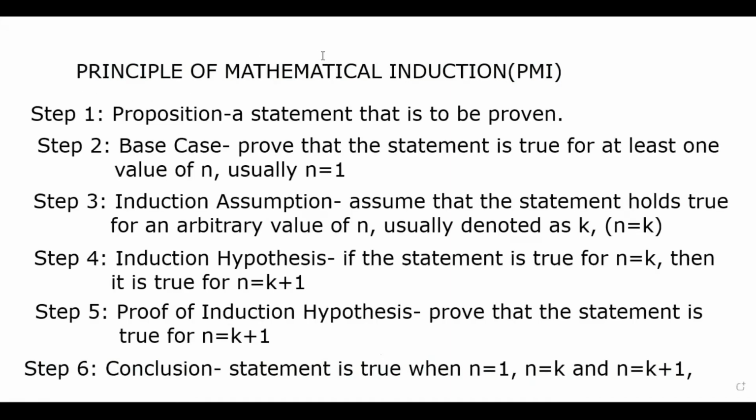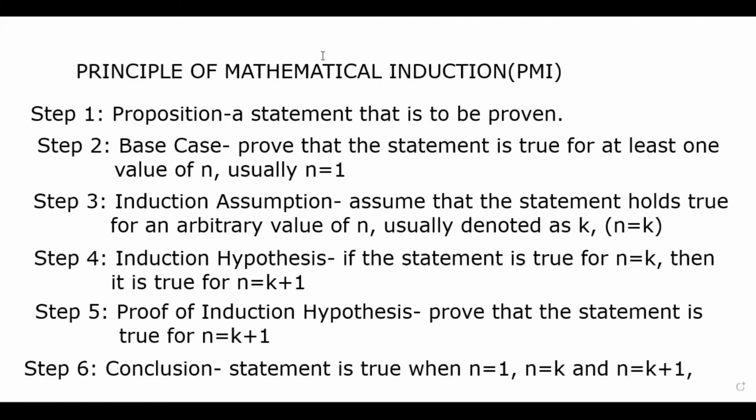All right, so there are 6 stages or 6 steps for mathematical induction. So these are the steps. Step 1 is called the proposition. So a statement that is to be proven. Step 2 is called our base case. So we must prove that the statement is true for at least one value of n. Usually that value is n equal 1.